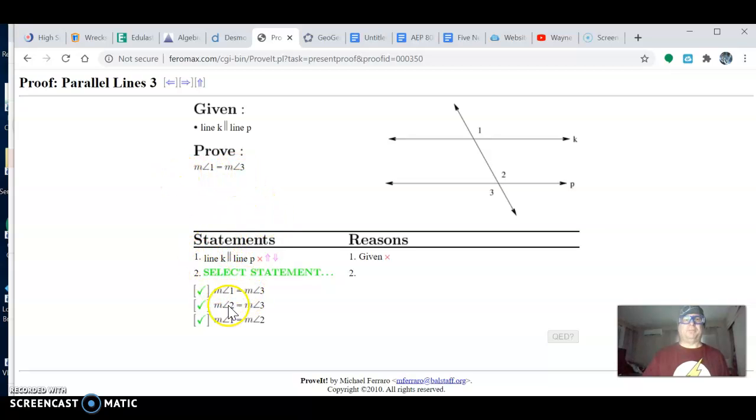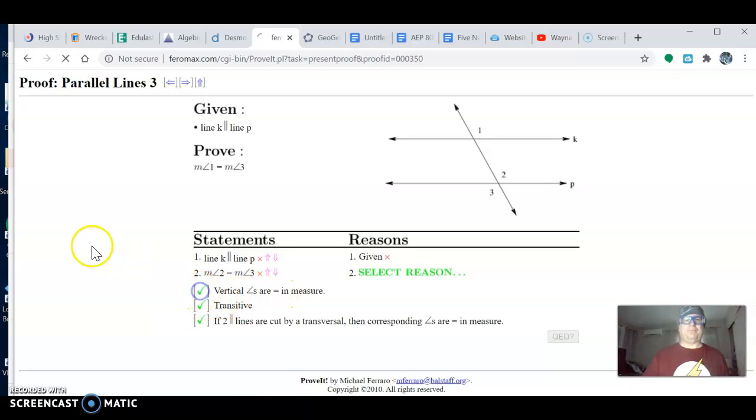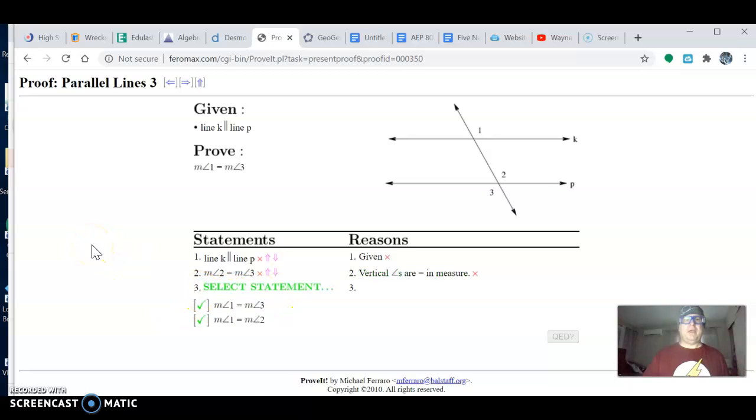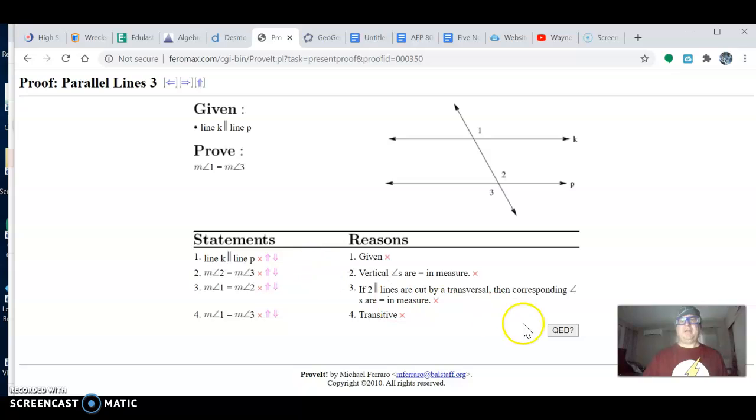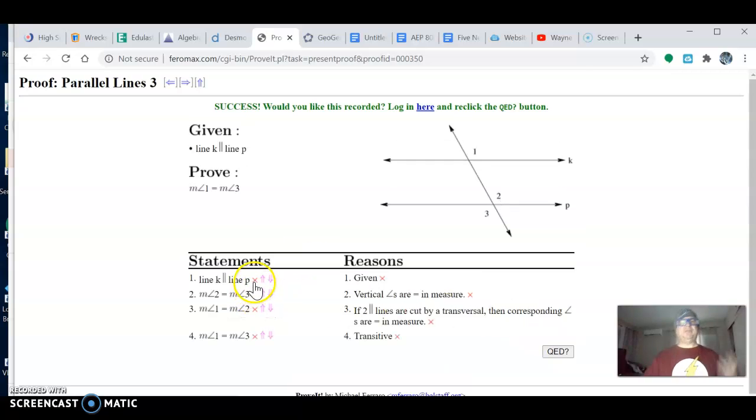So I can go here: vertical angles are equal. Okay, go here. Okay, I'm going to say corresponding angles, and then my last statement, transitive. Then if you're done, QED, boom, success.